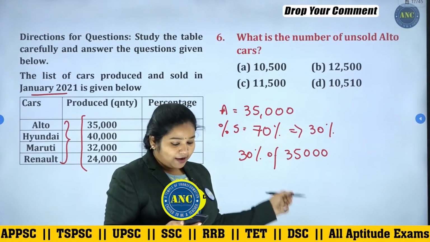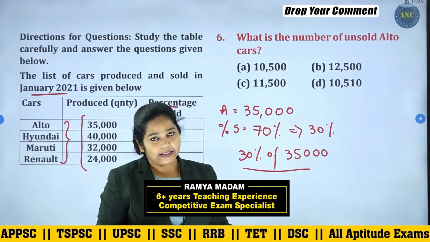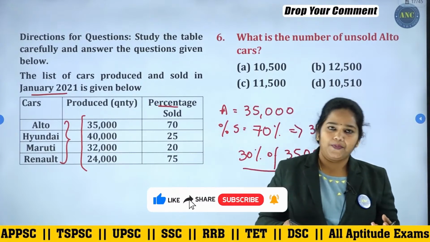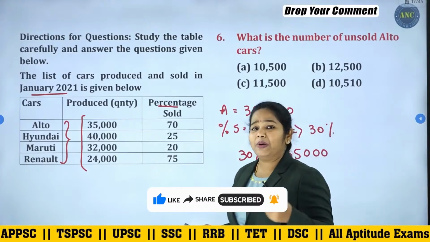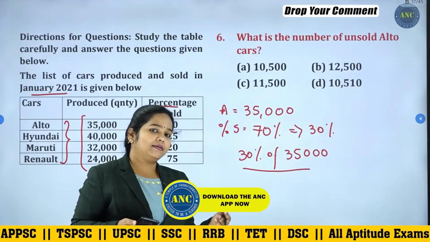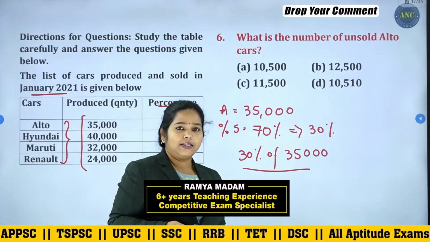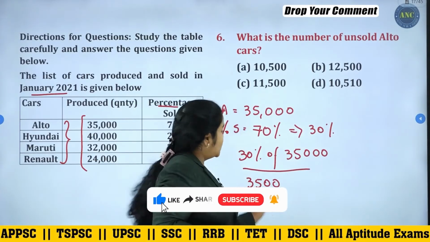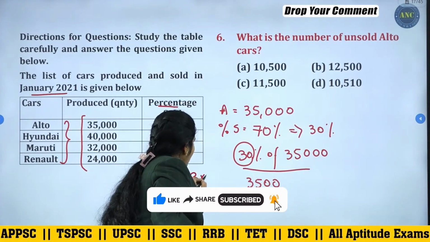Yes. Now, here I will tell you another short trick to calculate this 30%. See, doing something with 10% is easy. 10% of 1000 is 100. 10% of 100 is 10. Similarly, 10% of 35,000 is 3,500. So, this 30% we can write in this way, 3 into 10%.